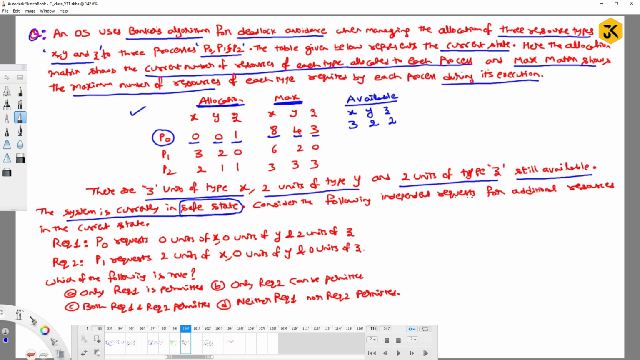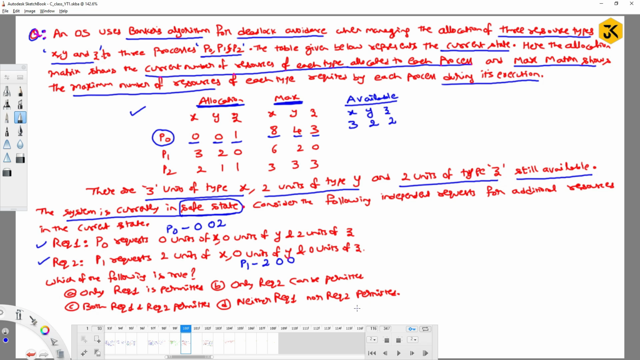Consider the following independent requests for additional resources in the current state. Here they have given two requests, request 1 and request 2: P0 requests 0, 0, 2, and P1 requests 2 units of X, 0 units of Y and 0 units of Z. Which of the following is true? Only request 1 is permitted, only request 2 is permitted, both request 1 and request 2 are permitted, or neither request 1 nor request 2 is permitted.